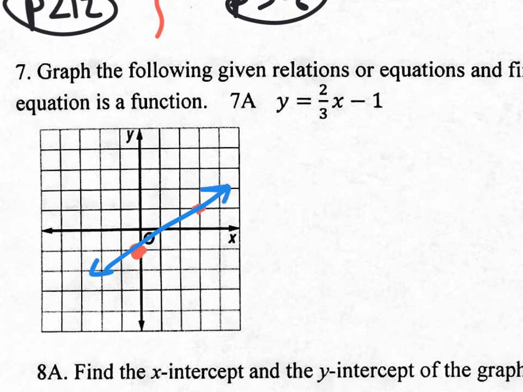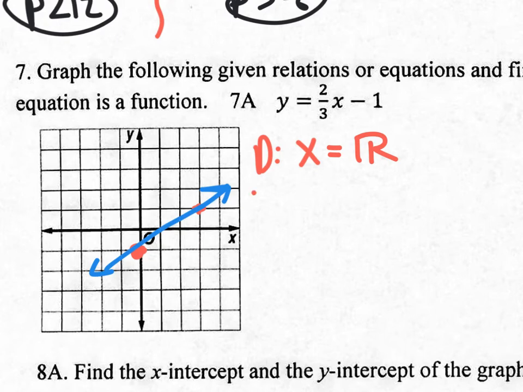Now, let's talk about the domain and range of this guy. The domain, if you don't remember, are your x values. Now, let's look at the x-axis, which means it's running left and right. Does this blue line that you just graphed go to the right forever? Does it go to the left forever? Yes. So what do we say about the domain, the x values? All real numbers, that's right. So x equals all real numbers.